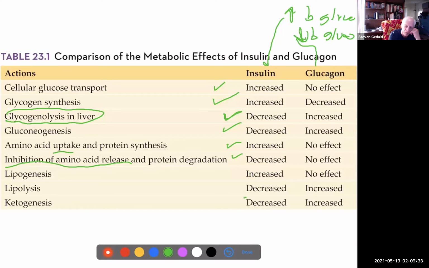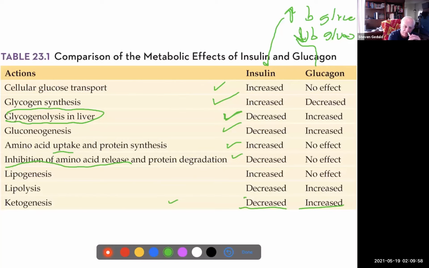Lipolysis is decreased by insulin, has no effect, and then increased by glucagon. And ketogenesis, which is a ketone body, is decreased by insulin and increased by glucagon. So the basic thing is insulin is released when you've got to get energy out of the bloodstream. You've got to get those glucose molecules out of the bloodstream. Other things that produce more glucose you want to decrease. Glucagon, you've got to get glucose into the bloodstream.